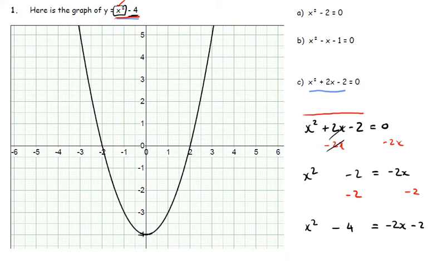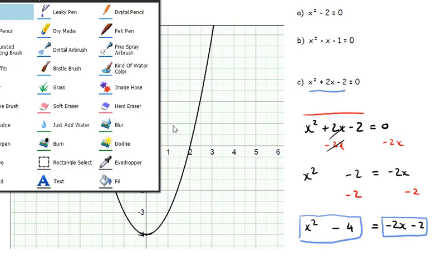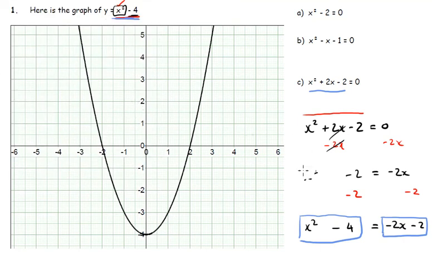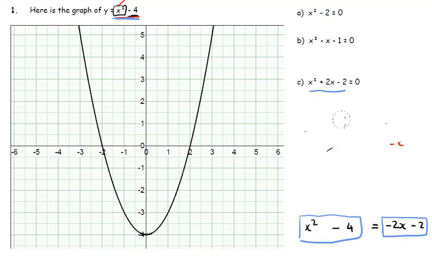So look at what we've got. We've got the x squared minus 4, which is what we need because we've got that graph. Now I need to draw the graph of the other side. Let me just draw this out. I need to draw the graph of the other side of the equation, y equals minus 2x minus 2. Now in order to do that, I'm just going to sub in some numbers.